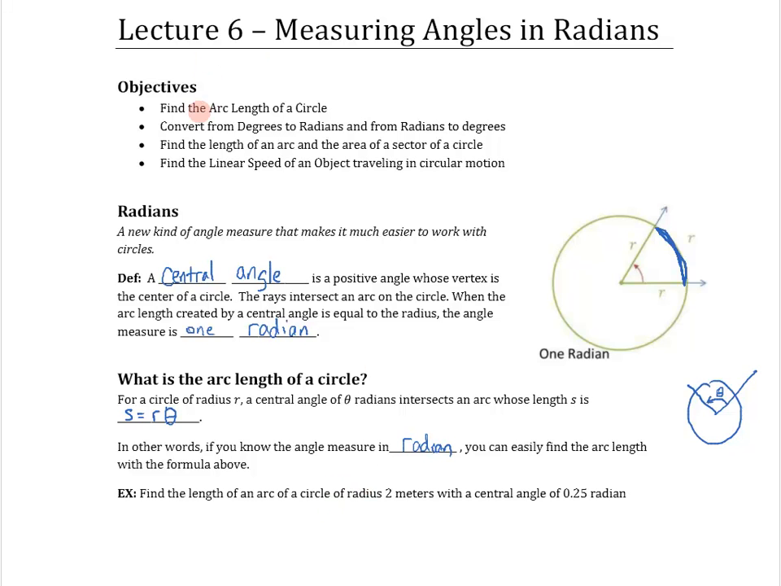If you have an arc length of a circle and you want to find out what that is, and you know that the radius is 2, so r is equal to 2, and theta is 0.25 radians, then you can find the length of the arc by simply taking 2 times 0.25, just from this formula, and you get 0.5. And since the radius was in meters, your distance along the outside is 0.5 meters.